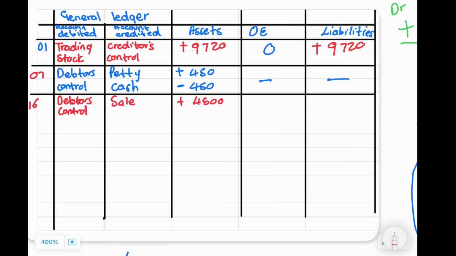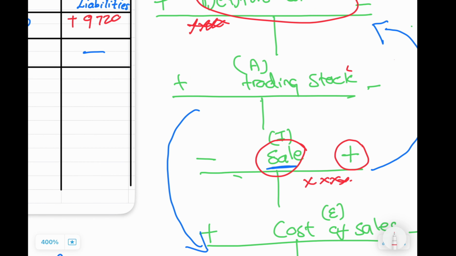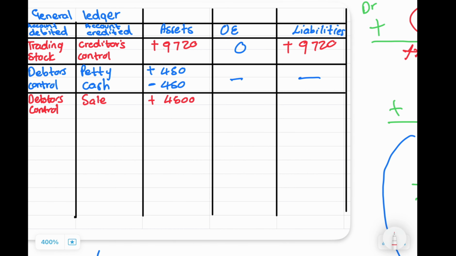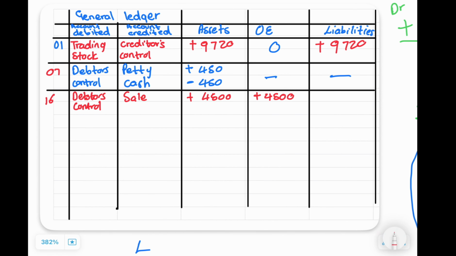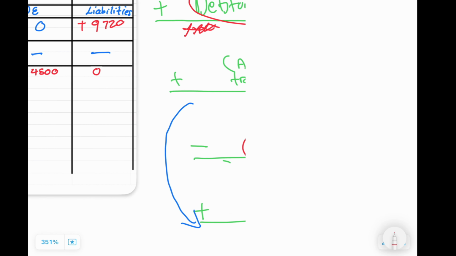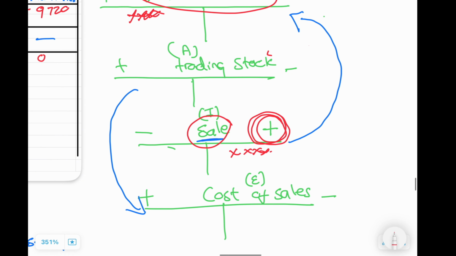So we said our sale is credited, and on the credit side, that's where it is increasing, right? So our sales are increasing since we made a sale. Our owner's equity is going to increase by 4,500. So our liabilities, there won't be any effect. Moving on to our two other accounts, which are trading stock and cost of sale.